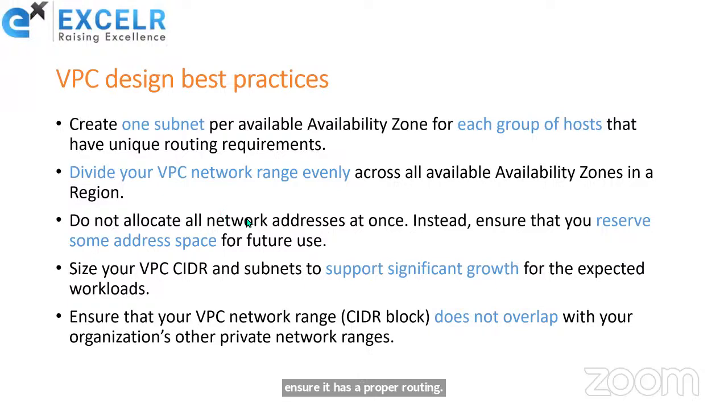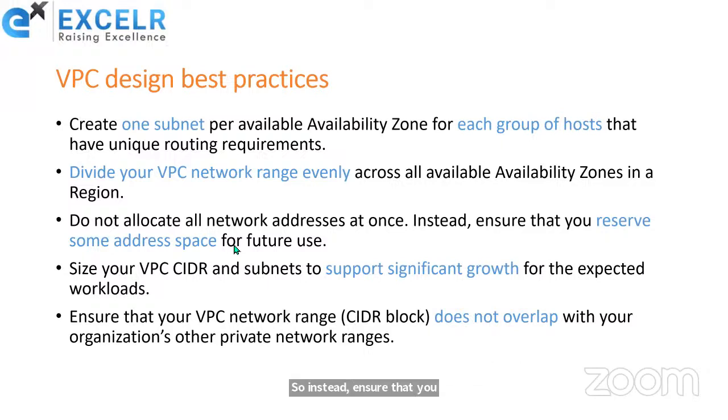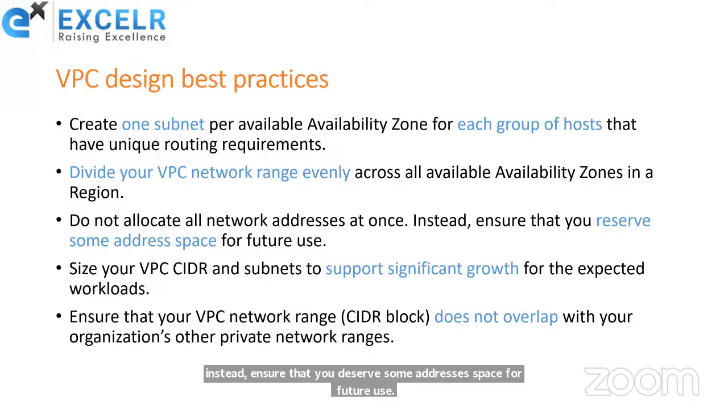Do not allocate all network addresses at once. We shouldn't allocate all the network addresses at once, because then later when you try to assign, it will show that IP addresses are not available. So instead, ensure that you reserve some address space for future use, just for a future purpose in case of any emergencies.